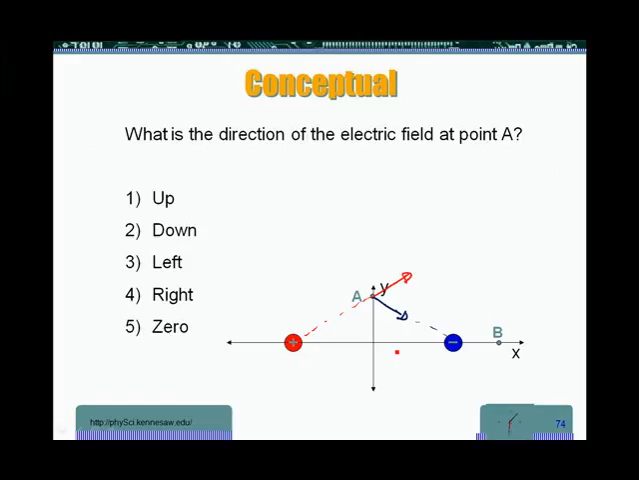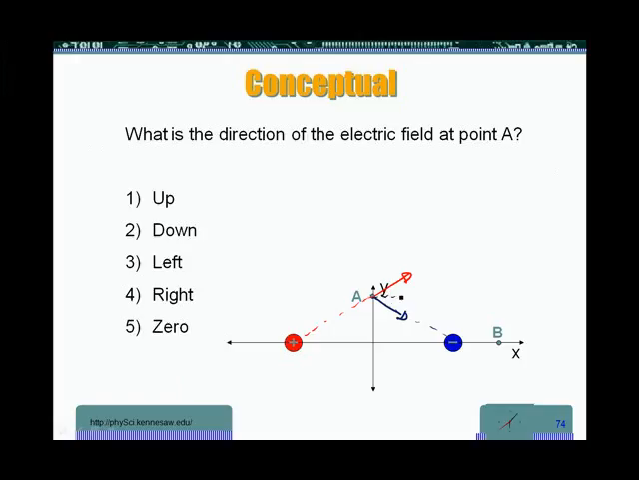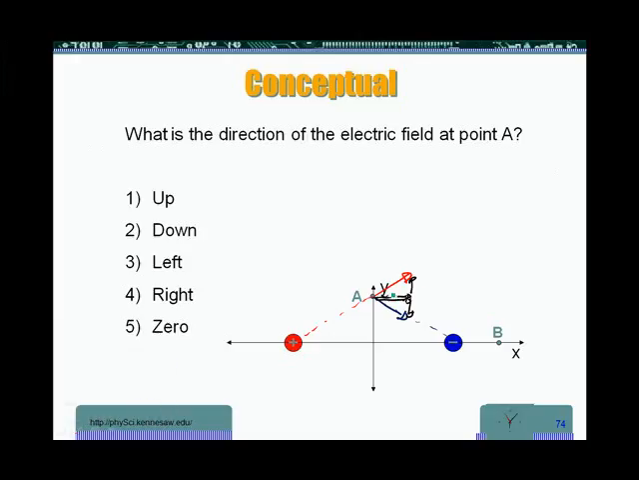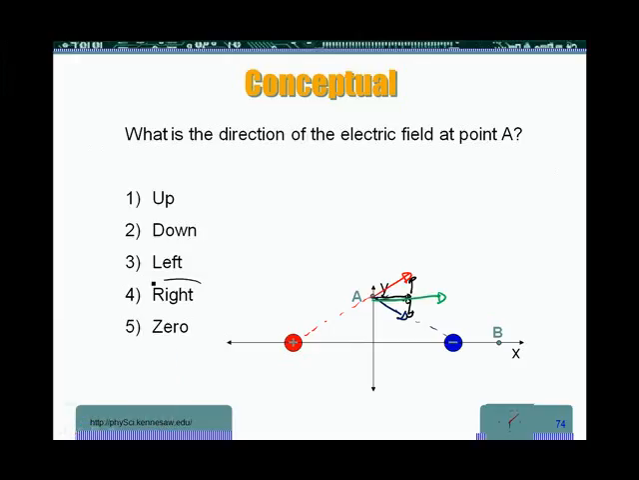And again, these two electrical fields are equal in magnitude, which means their vertical components are the same and their horizontal components are the same. So for my overall electrical field, the vertical components cancel since they are the same in magnitude, and we get an overall electrical field in this direction. So the answer is towards the right.